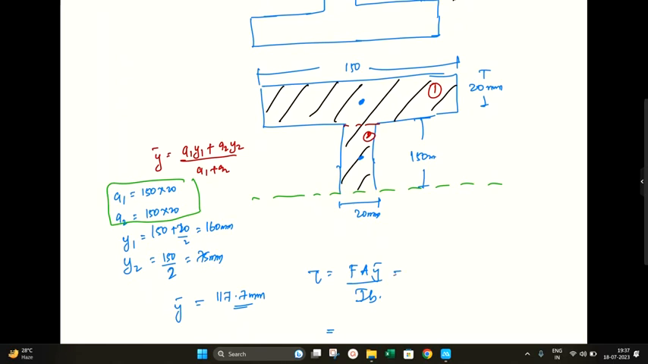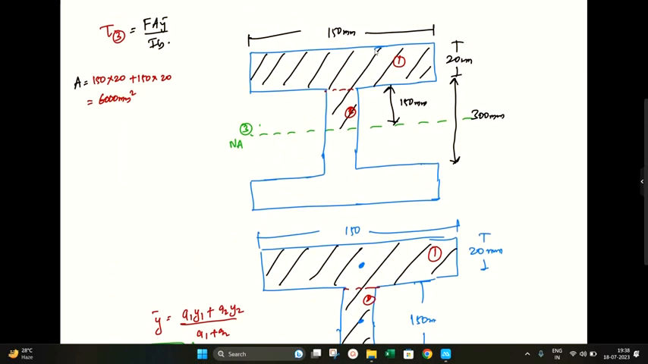So substituting here, that is 10 × 10^3 into 150 into 20, that is A1. A1 and A2 are the same, so into 2 I will take it. Then 117.7 divided by 198.8 × 10^6 into B, that is 20, you will get this value as 1.77 Newton per mm square. That is the value for tau 3.